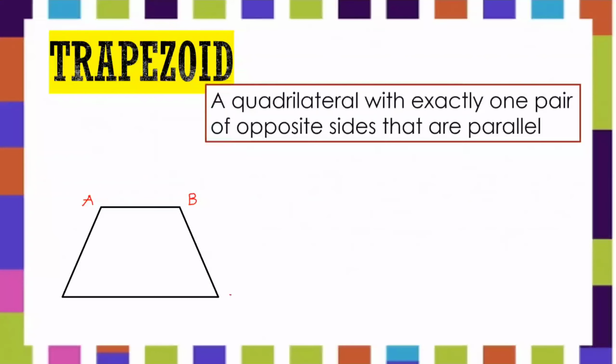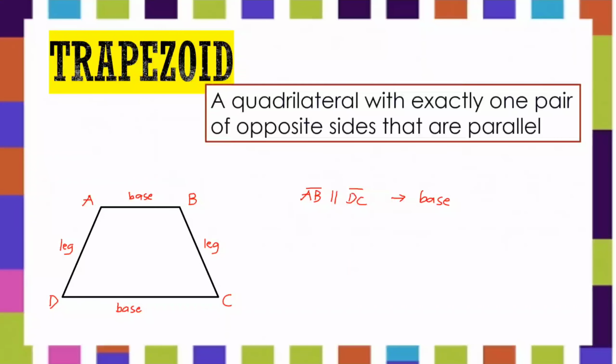So kung mapapansin natin, meron tayong pair of sides that are parallel. So we can notice that AB, so side AB is parallel to side BC. So take note that these parallel sides are called the base or the bases of the trapezoid. Okay? So again, this side is the base and the other side is the base. Now, for the sides that are non-parallel, so this side AD and side BC, this is called the legs of the trapezoid. So side AD and side BC are the legs of the trapezoid.